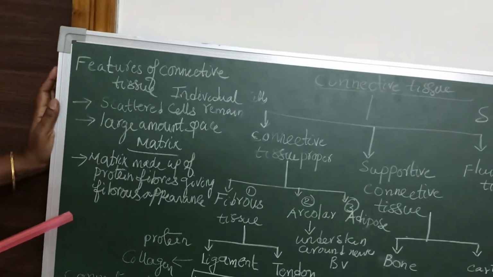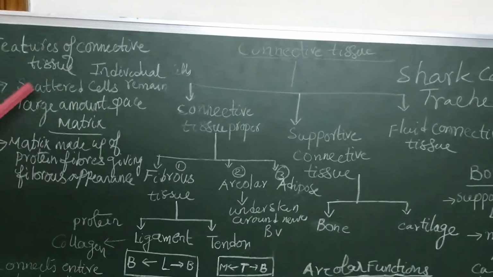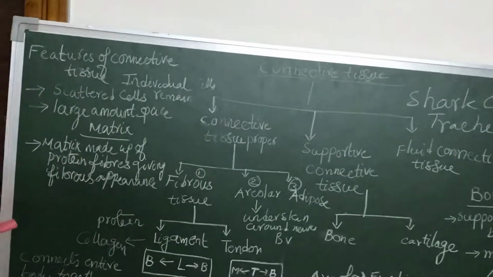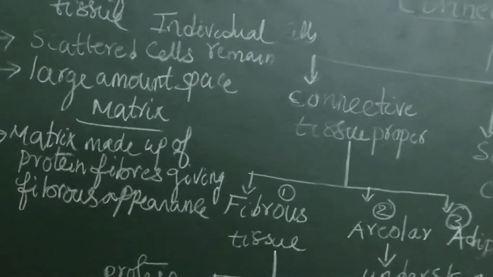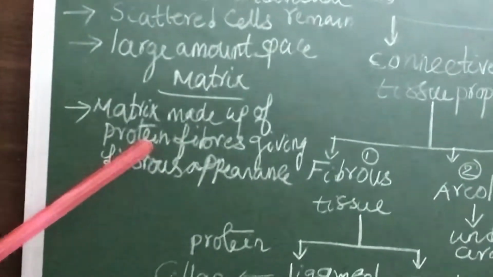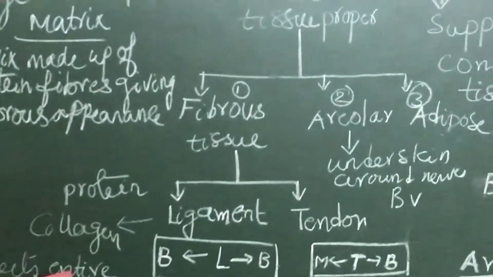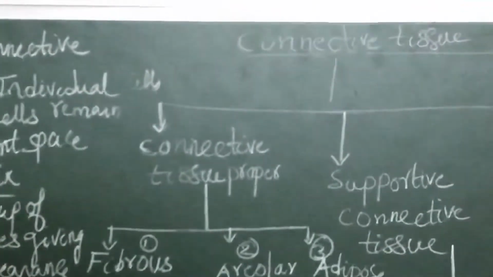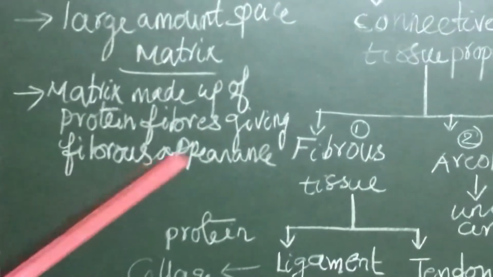When you observe connective tissue under a microscope, we come across individual cells remaining scattered. The cells are scattered and there is a large amount of space between one cell and another, and that space is filled with a substance called matrix. This matrix is made up of protein fibers giving a fibrous appearance. The features of connective tissue are that cells are scattered and there is a large amount of matrix, made up of protein fibers giving a fibrous appearance to the tissue.